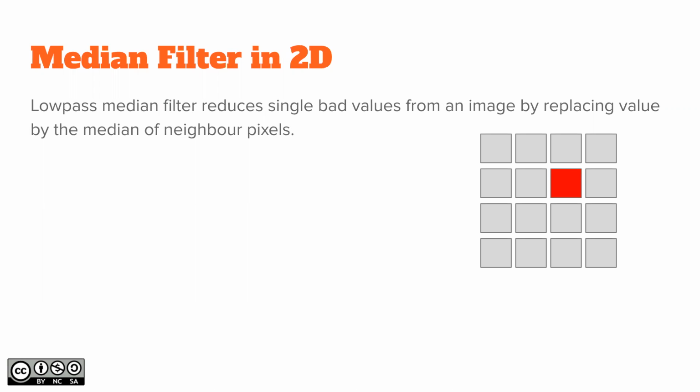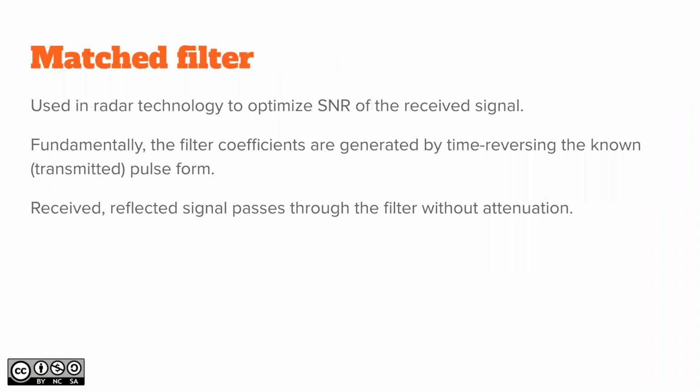Example on the median filter, removal of dead pixels, single bad values. If there is a bright spot or black spot, here we have a red pixel, we basically calculate the 3x3 median and replace that value with that median. Whoops, there it goes. It's as gray as the others. And it works. Okay, matched filter, just a curiosity, radar technology.